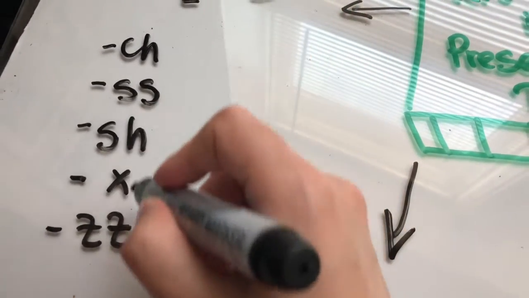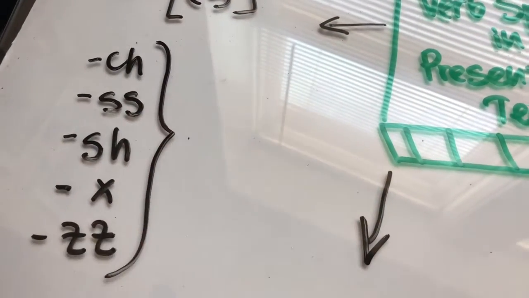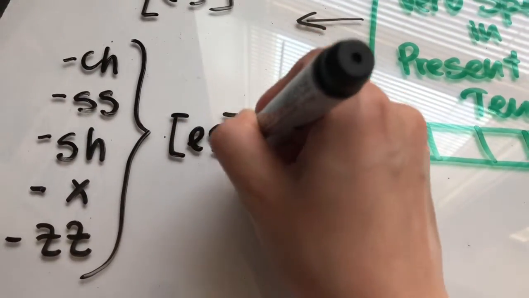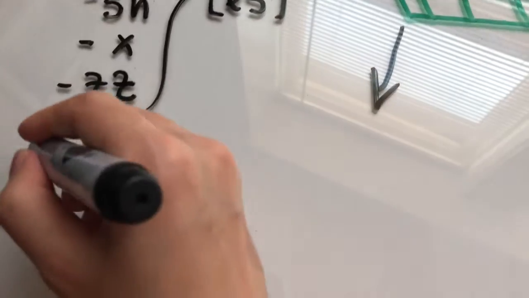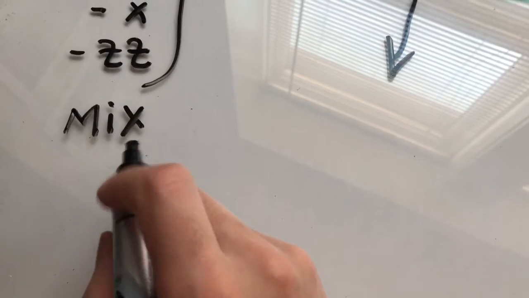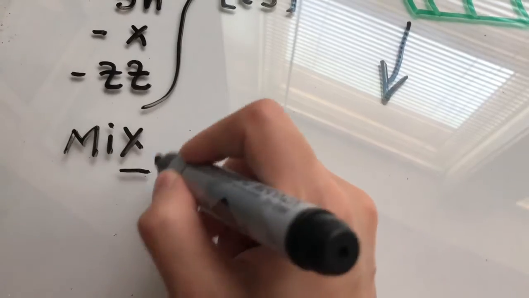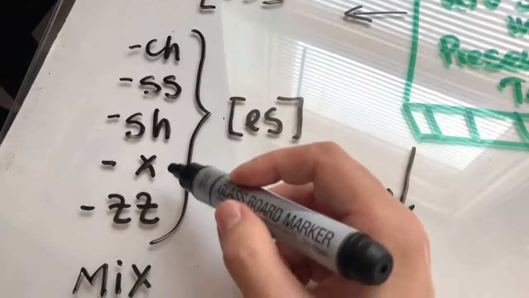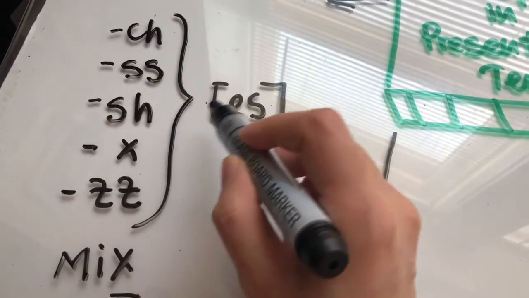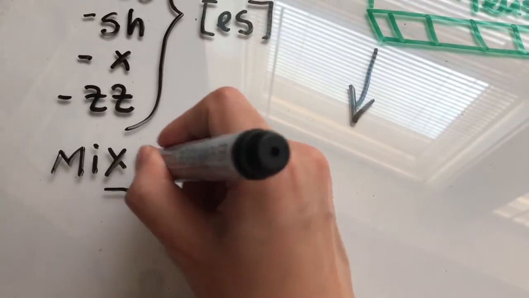If your verb ends on the following combination, then you need to add ending es. For example, mix. Your verb ends on x. Is x on the list? Yes, it's right here. That's why you need to add ending es. Mix becomes mixes.